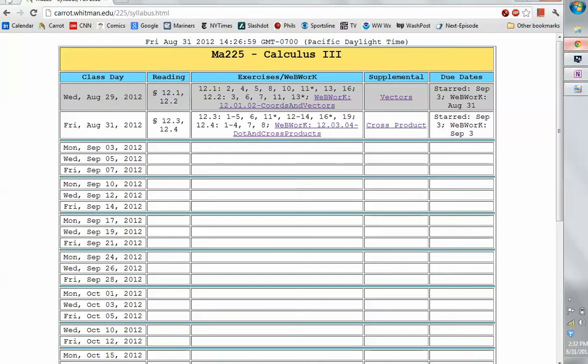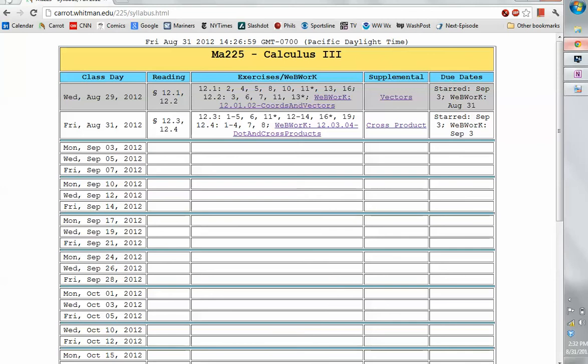So here we are, just to get used to looking at the syllabus. We're Friday, August 31st. There's a few problems. There's a couple of star problems. Those star problems will be due with the other star problems on Monday in class. In addition, there is a new web work that is probably open right now, although I would encourage you to watch me and not try to do that at the moment. And there are also the supplemental videos that I mentioned earlier.